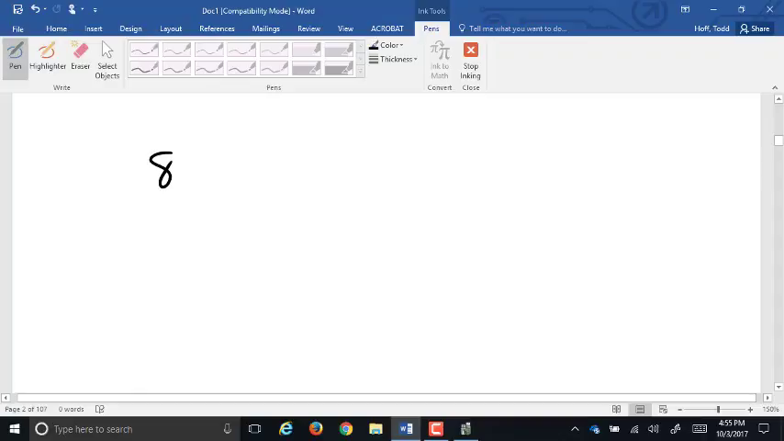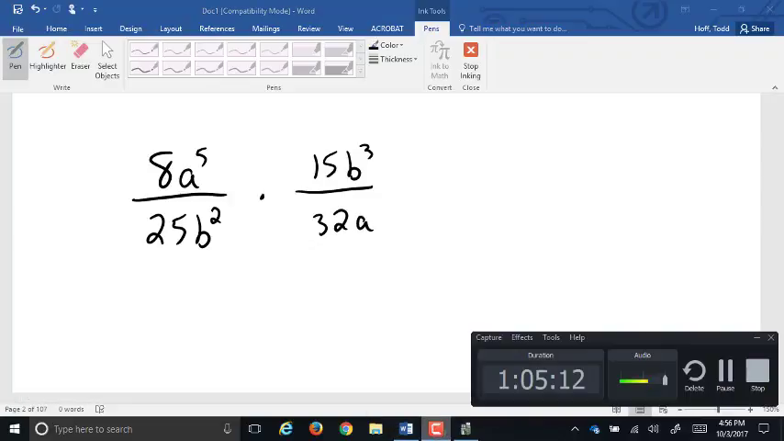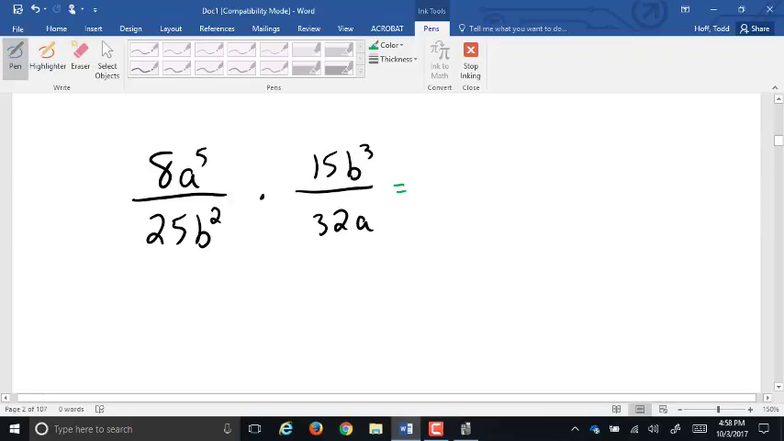We're going to do 8a to the 5th over 25b squared, times 15b to the 3rd over 32a. I'm going to give you a couple minutes to do that one in your notes.